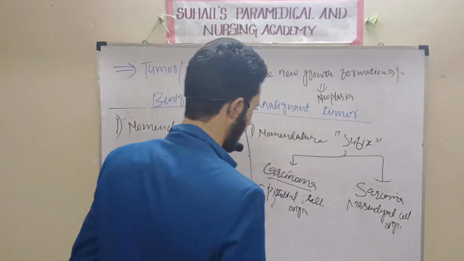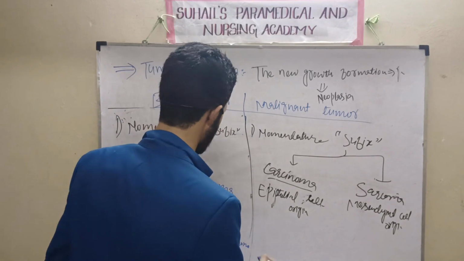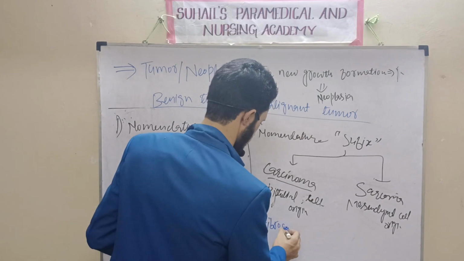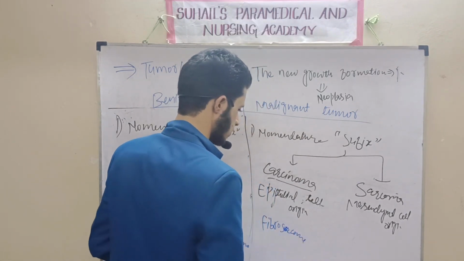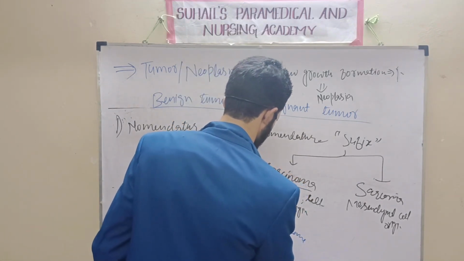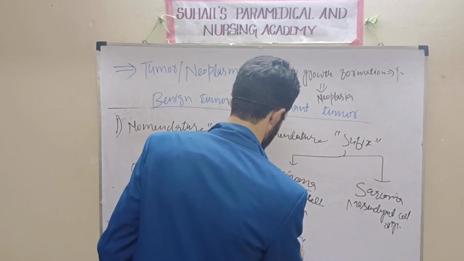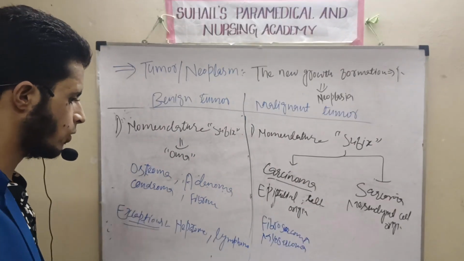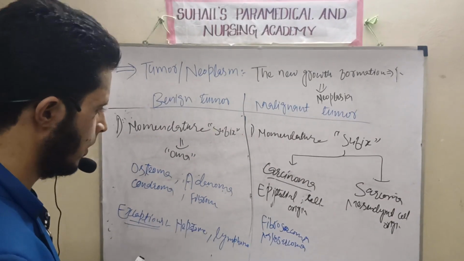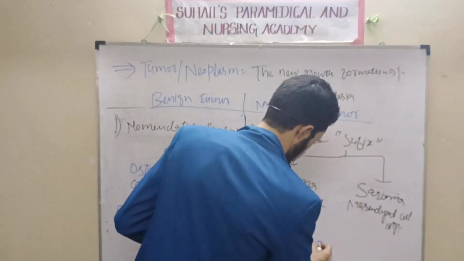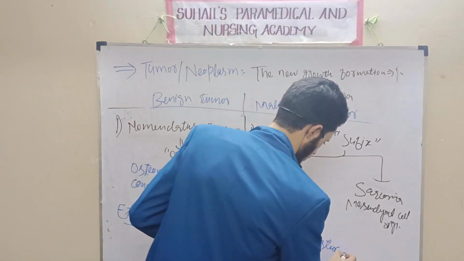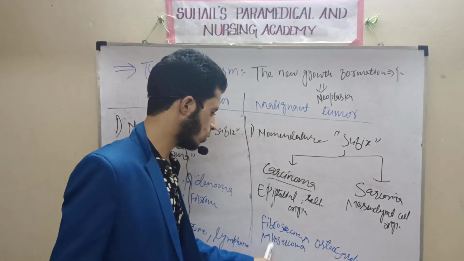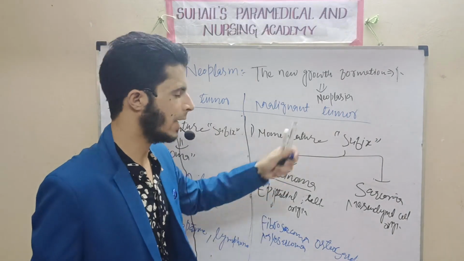Here I told carcinoma, I told sarcoma. Suppose here it can be fibrosarcoma, myosarcoma. There are some examples like fibrosarcoma, like myosarcoma, like osteosarcoma. Lots of examples are there. You can write osteosarcoma. You can see in the book also osteosarcoma, fibrosarcoma, myosarcoma. These are the examples that come in the malignant tumor.